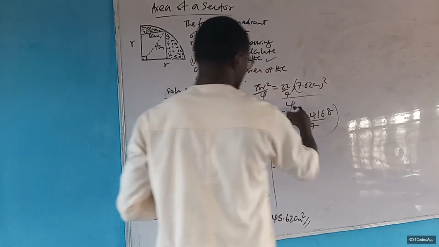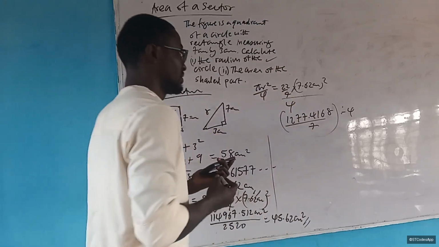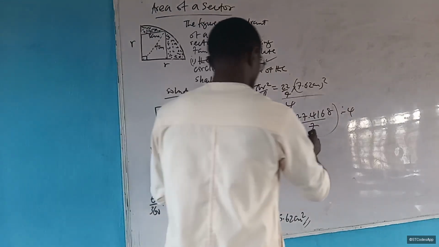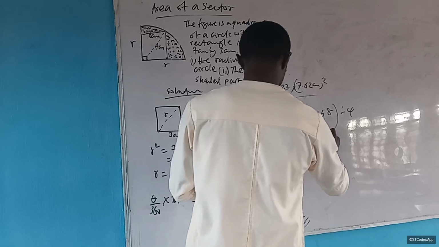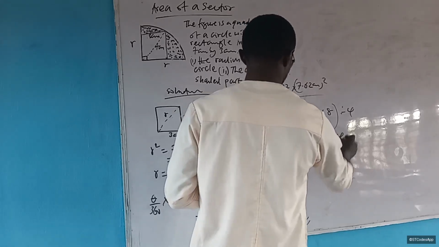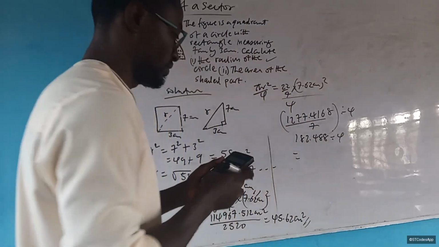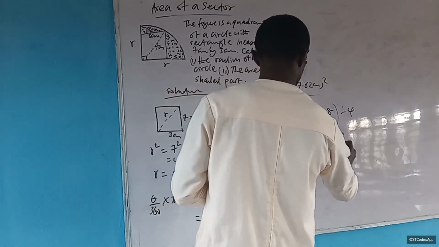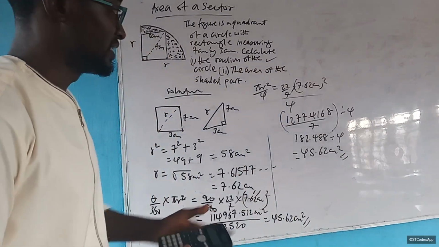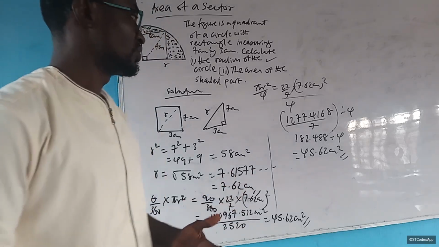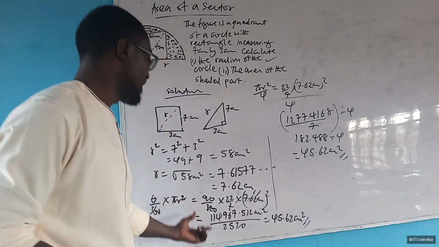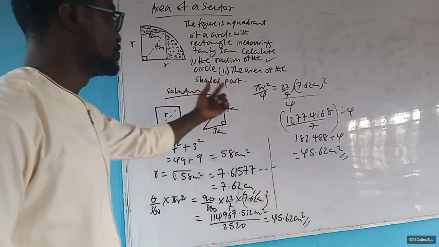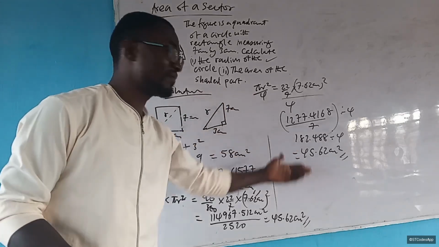Now we're going to divide it by 7, and everything divided by 4. Dividing by 7 gives us 182.488. Then divided by 4, we arrive at 45.62 centimeters squared. You can see we got the same answer as we had initially. So whether you use the area of a sector formula or the area of a circle divided by 4, we arrive at the same answer.